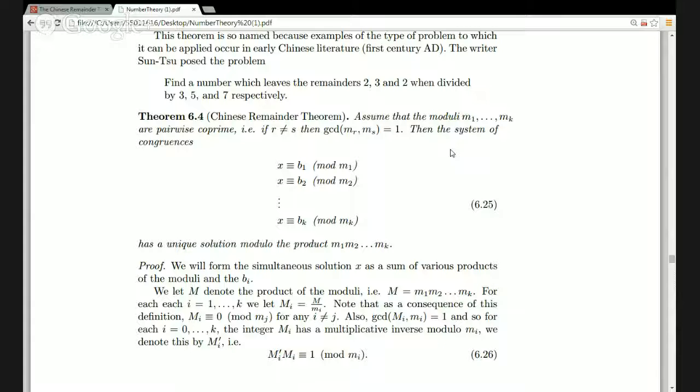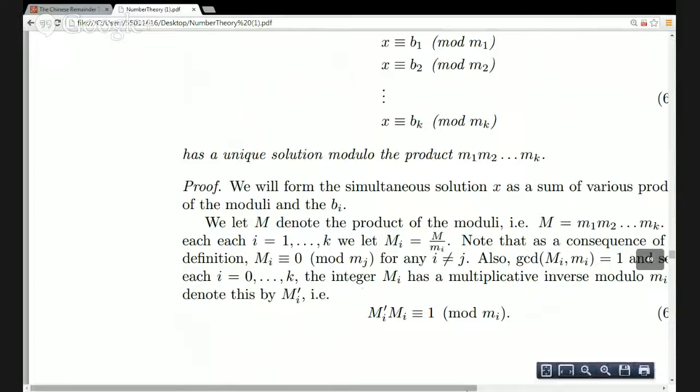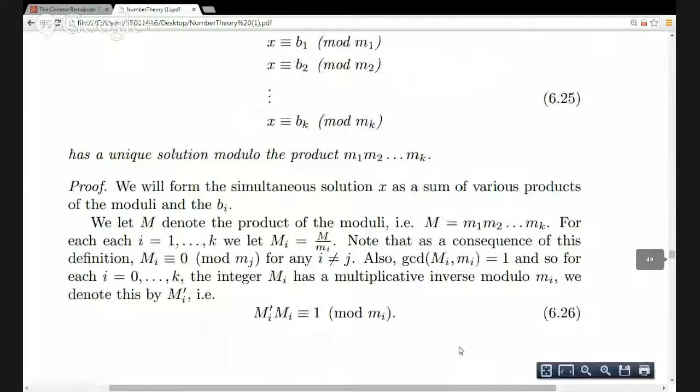So you can see how that's represented there in the proof. The capital Mi is equal to the capital M divided by the little mi. So it's the product of all of them except the little mi, because you're dividing by the little mi, so that knocks it out of the overall product capital M. Now, there's a little note here, which is significant later on. As a consequence of this, the capital Mi is congruent to 0 modulo little mj for any i not equal to j. That's a bit of a mouthful.